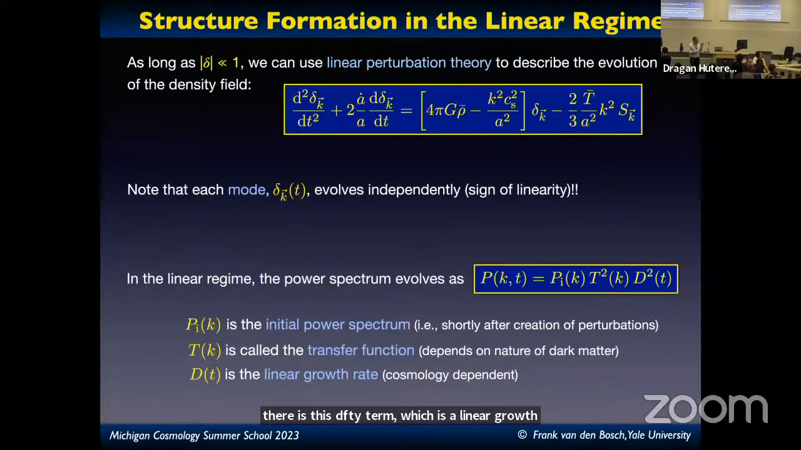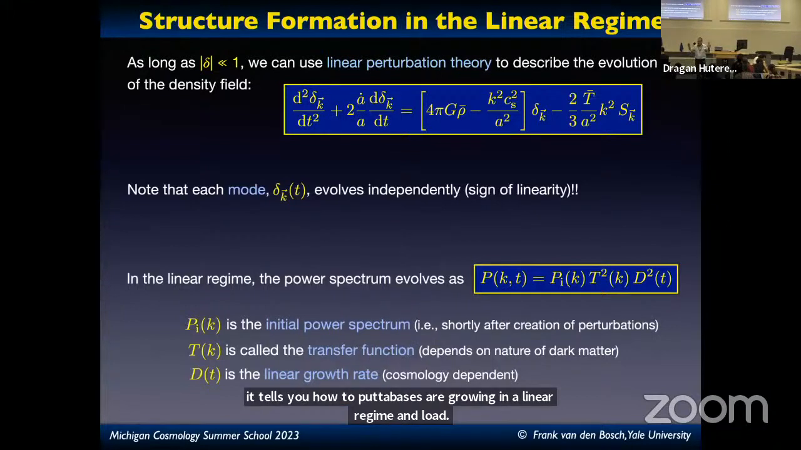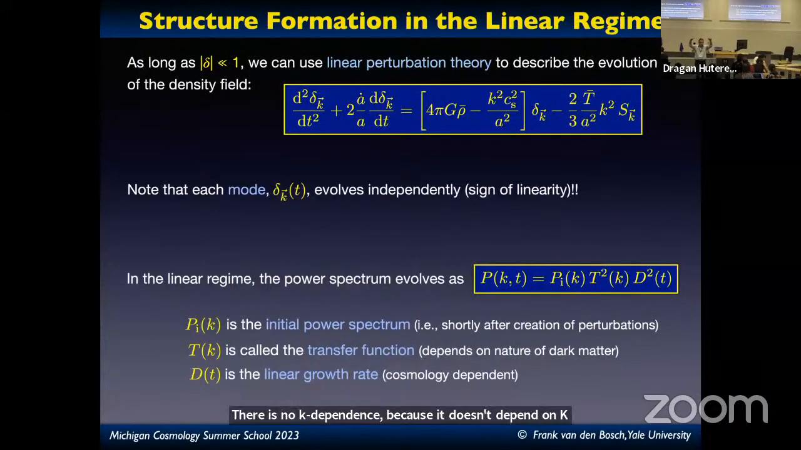That D of t is basically the solution to this equation. It tells you how the perturbations are growing in the linear regime. And note, there's no k dependence because it doesn't depend on k. It's the same for every k. All modes grow at the same rate.